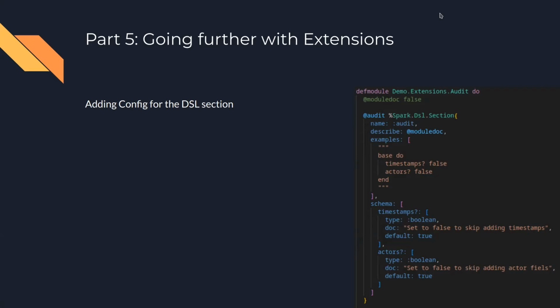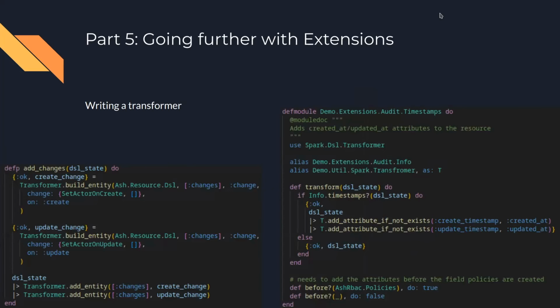So I created this small extension, and then I just created the base resource, used that one, and all the fields were added by default. Afterwards, you create a transformer. It has a couple of callbacks, but the most important one is transform. Transform gets the DSL state, does something with it, and just returns it again.